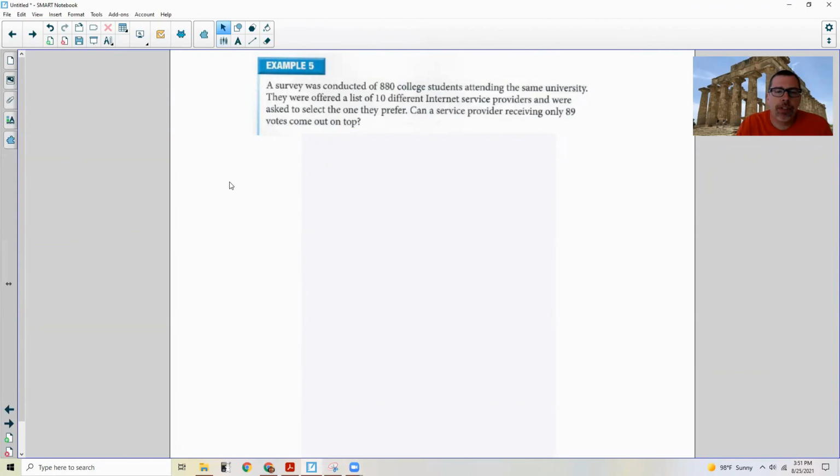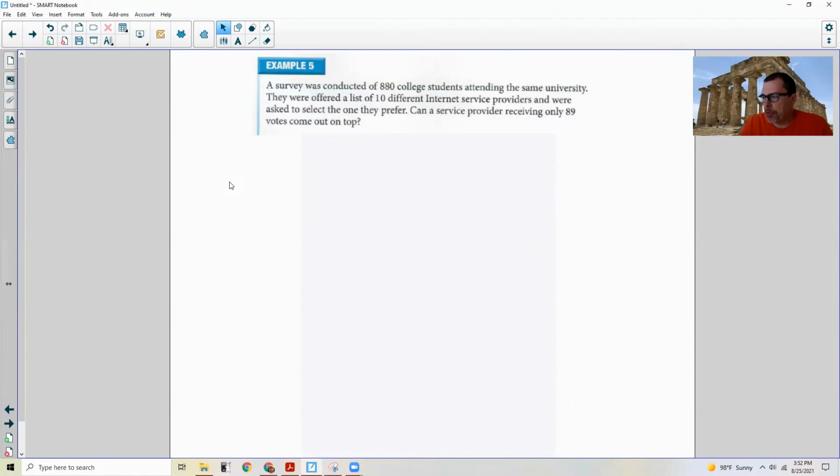Okay, example 5 says a survey was conducted of 880 college students attending the same university. They were offered a list of 10 different internet service providers and were asked to select the one they prefer. So the question here is, can a service provider receiving only 89 votes out of 880 college students come out on top? In other words, could they win? You only have to win by 1 vote.